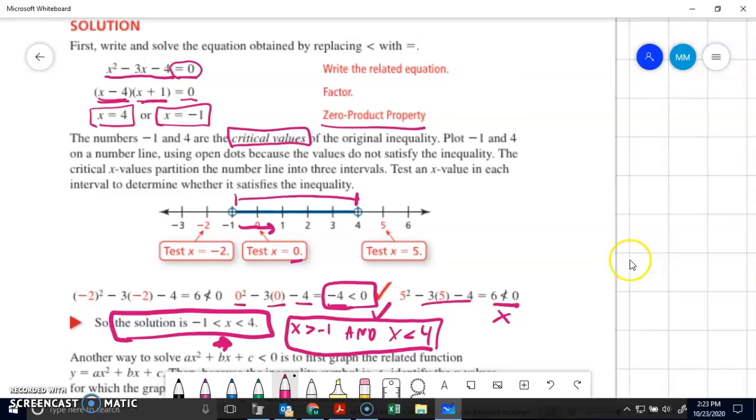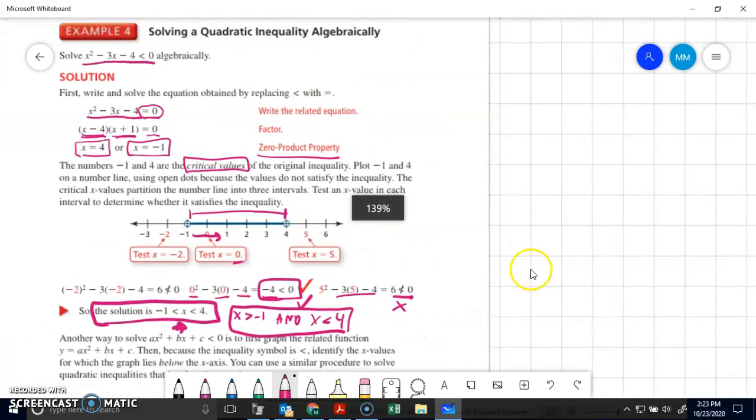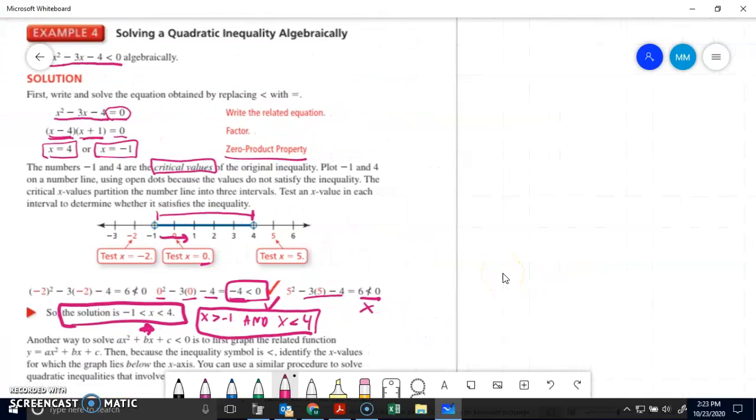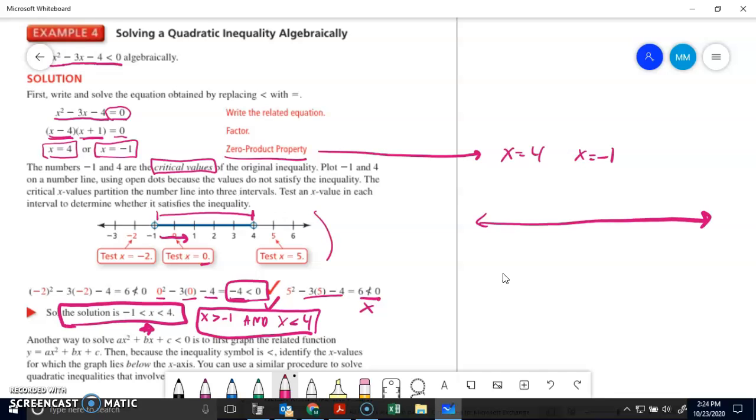Some people have trouble with testing critical values, so I'm going to pull back and try it again from scratch. Once I've gotten my two values by solving by factoring, right here, what we do, and I'm going to run through it again from the beginning instead of just seeing it here, is that I take my two values, negative 1 and 4, and I put them on a number line. And I have three regions.